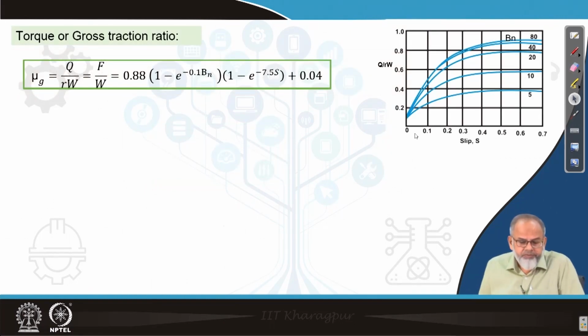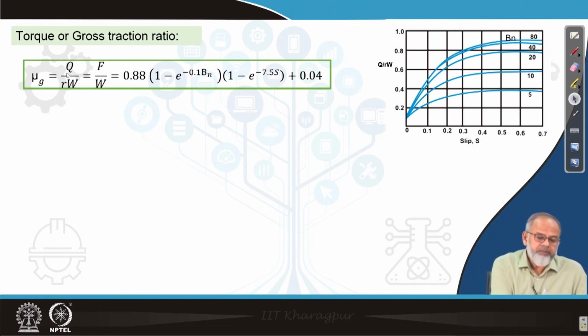Then the equation which he developed is for torque or gross traction ratio. This is written as Q upon RW. Q is the torque, R is the rolling radius, W is the dynamic weight. In other words, you can write F by W, that means tractive force divided by the dynamic load, is equal to 0.88 into 1 minus e to the power minus 0.1 Bn into 1 minus e to the power minus 7.5 S plus 0.04.